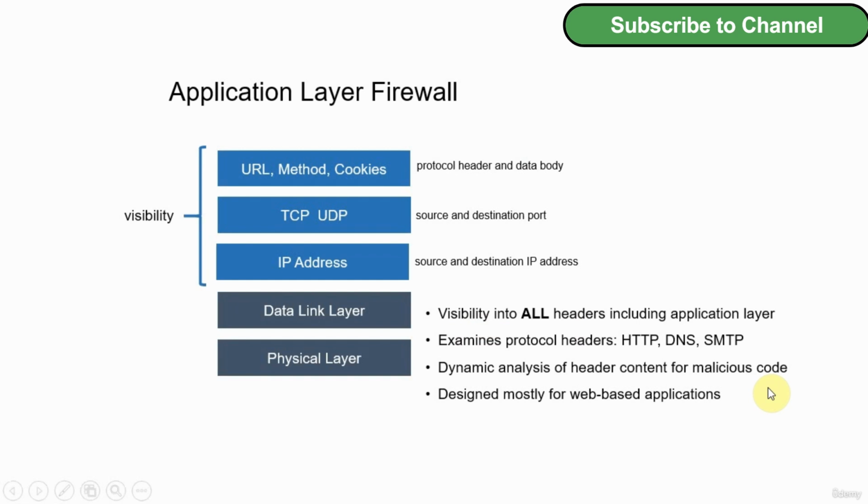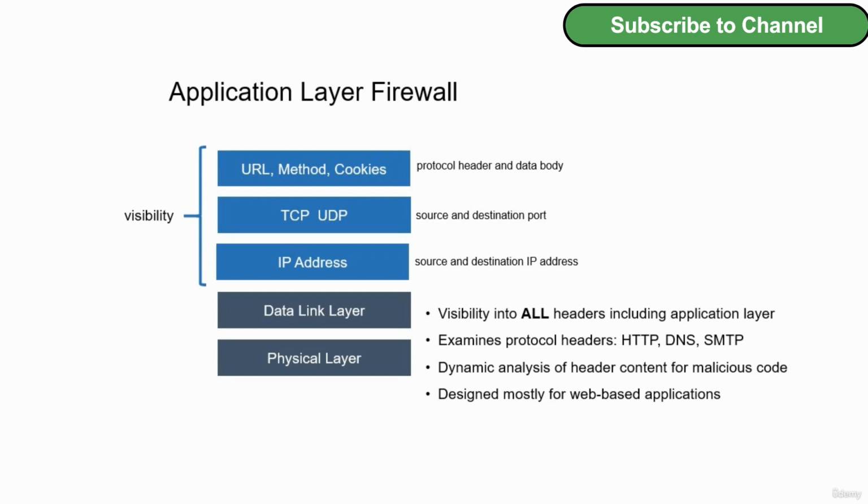Application layer firewall. So the visibility here is right up to the application layer. It can look at the protocol header as well as the data body. When I say protocol header, I'm not talking about HTTP alone. I'm talking about any application. They all have their own headers, with DNS, SMTP. They also have the data body as well. So application layer firewalls can really look into that application layer and do inspection at that layer.